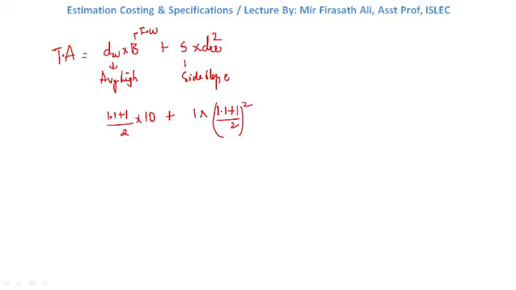If we solve this, 1.1 plus 1 is 2.1 by 2, into 10 plus 1 into 2.1 by 2 whole square. If we sum all this, our area will be 12.21. Are you getting my point?